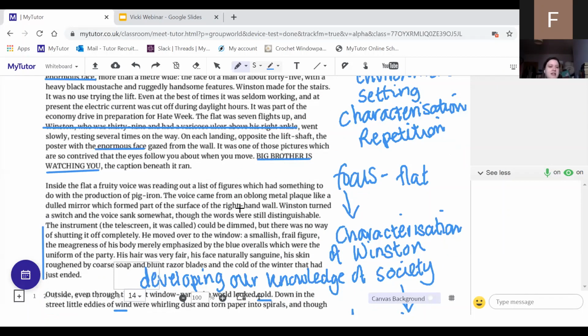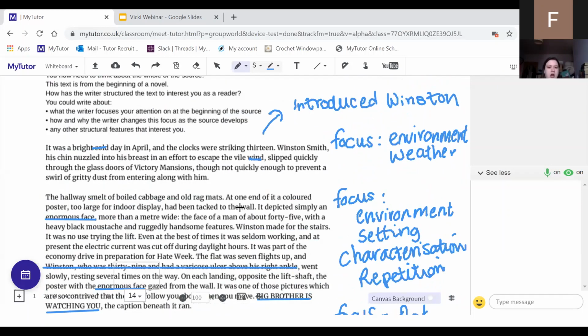Now, if you said it was a bright cold day in April, the clocks are striking 13, Winston Smith, who was feeling the cold, that would be a language device because they are really close to each other. So they need to be spread out across paragraphs, across the text, in order for you to be able to talk about it as a structural device.